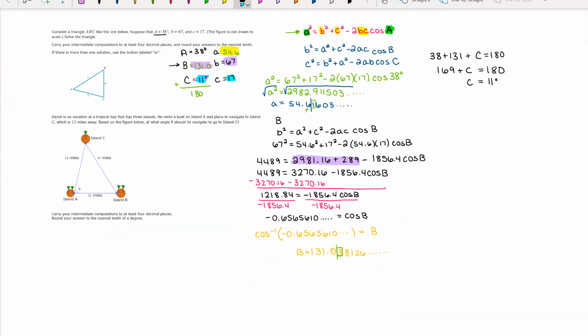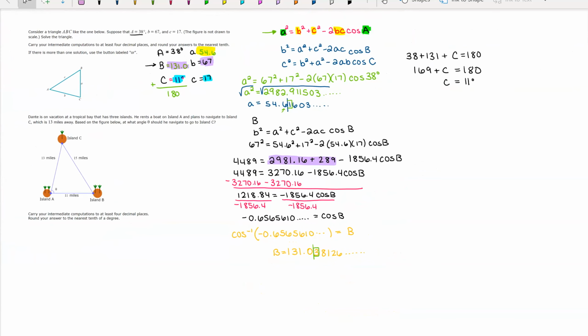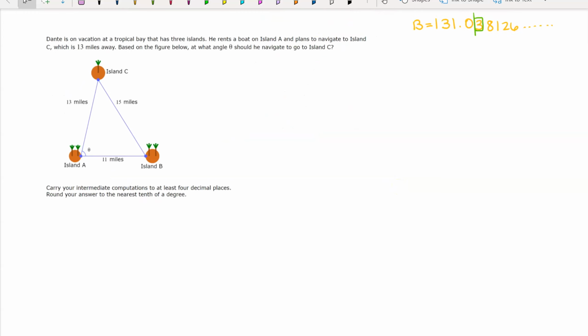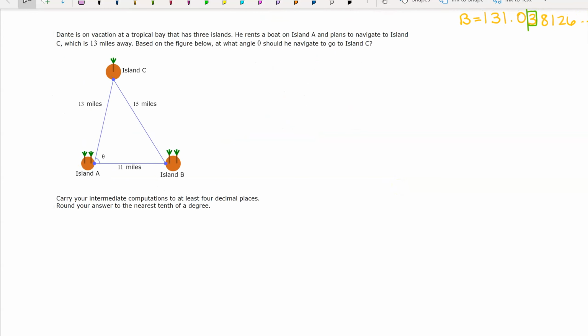Now let's try one that is a word problem. So I'm just going to move this word problem down a little bit. Sorry, it was like all up in our business when we were doing that one. Okay, so let's try this one.